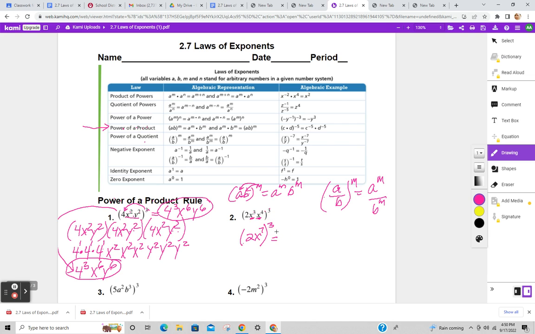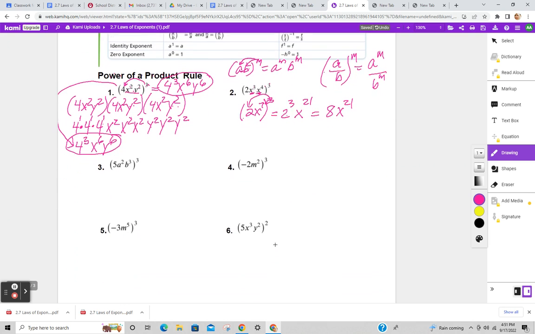Okay, so now we can go ahead and use the power of a product rule. We'll distribute the power to each factor. So this will give us 2 to the third, and then distribute the 3 to this factor here. So we'll have x, 7 times 3 is 21. We can still simplify this because 2 to the third is 8, so we'll have 8 times x to the 21st power. Okay, and now this is in simplest form. Let's go ahead and continue to number 3.